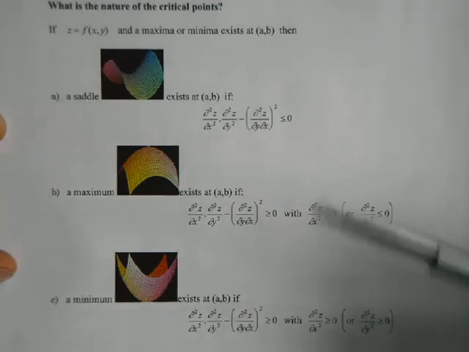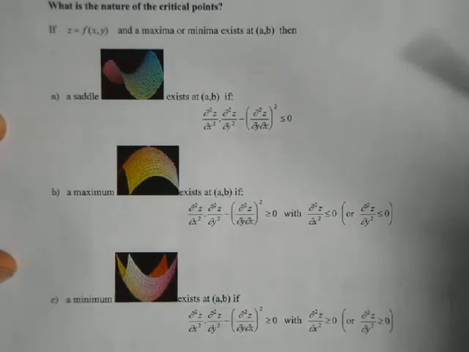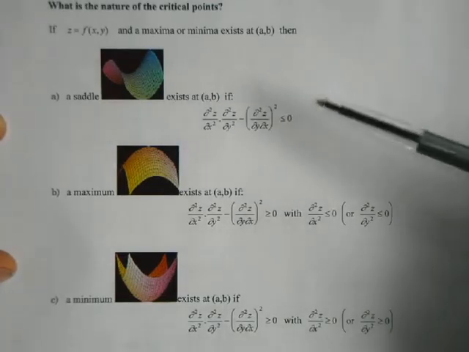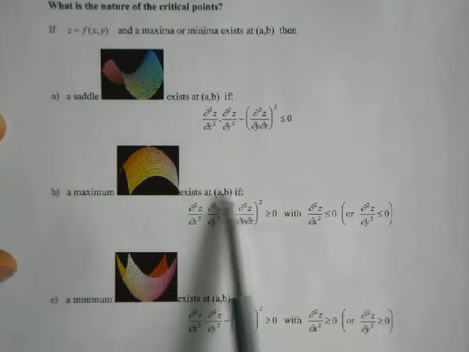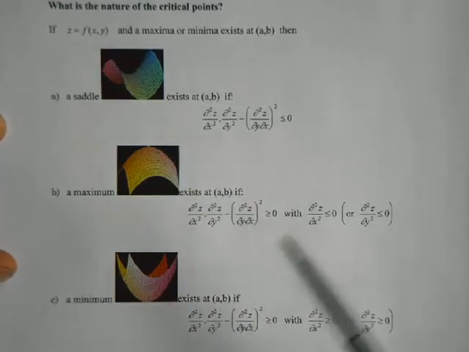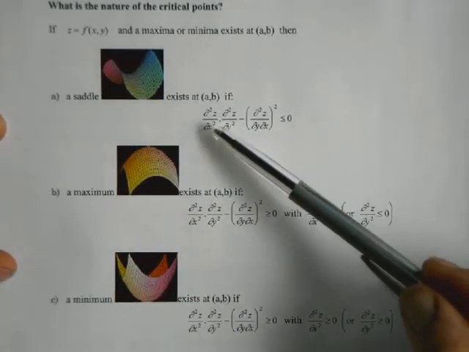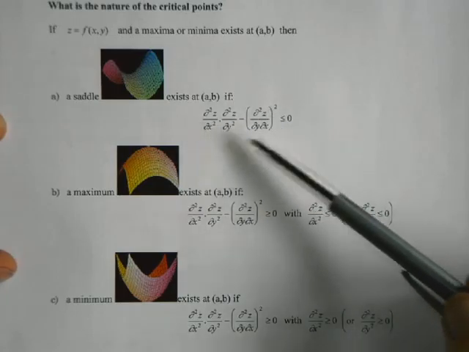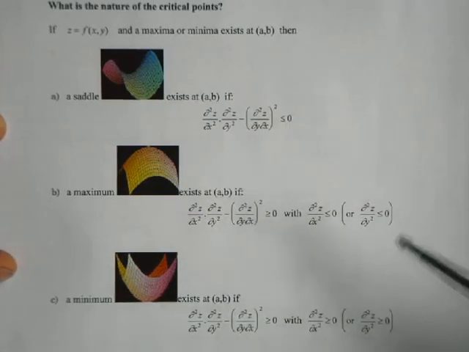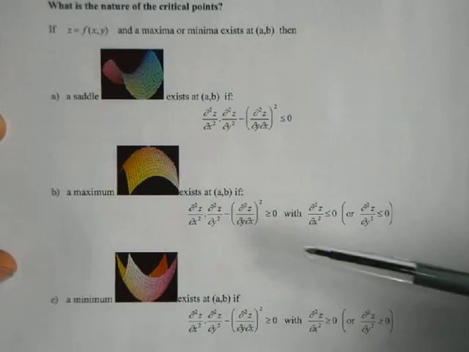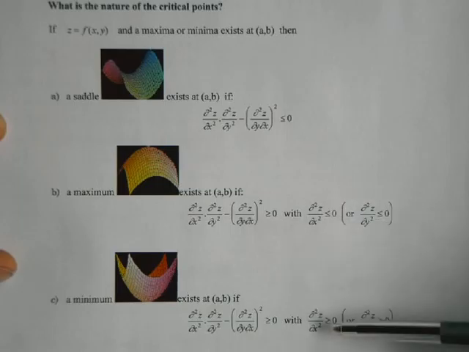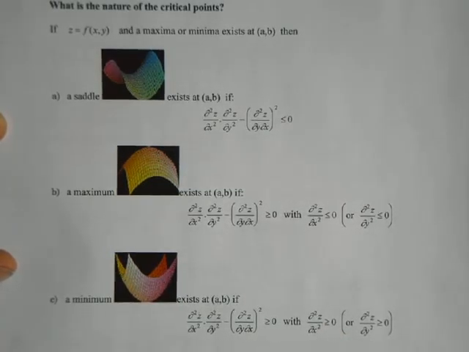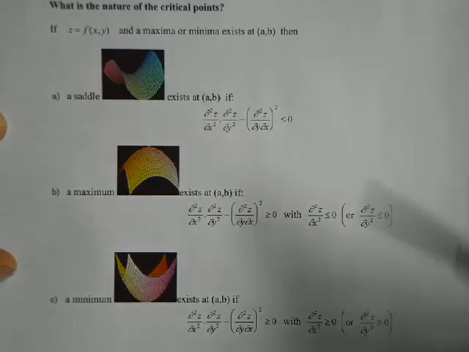So we need to establish firstly that they are critical points, so the first partials are both equal to 0, and then notice that this thing here is the same for each of the three cases. So we've got to do the two straight second partials, multiply them, and then subtract the mixed partial squared. And if it's less than 0, we've got a saddle. If it's greater than 0, we've got a maximum or minimum, and then we just look at the second partials to see if they're greater or less than 0. So it's kind of analogous to the one variable thing, but this is the thing we're checking now.